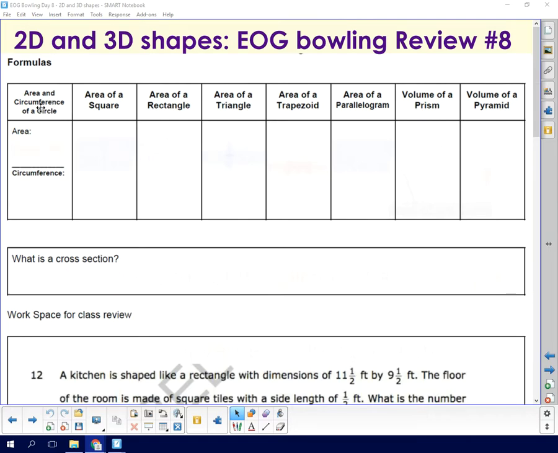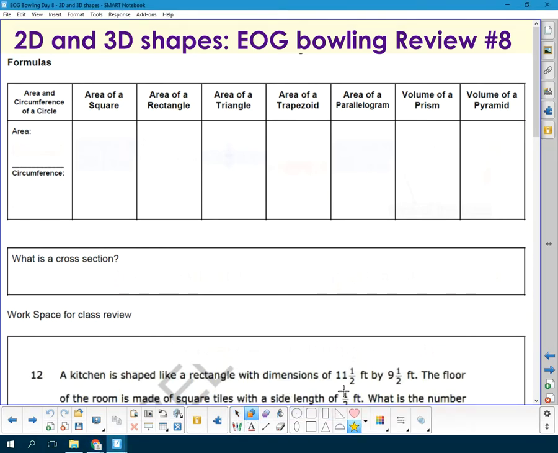The first thing you're going to want to do is fill out some formulas. These are all important formulas that we talked about in Units 8 and 9, so you're probably going to need some of them on the EOG. Reminder, the EOG does not give you these formulas on the test, so you're going to need to memorize these. To find the area of a circle, we did pi times the radius squared. To find the circumference, we used two different formulas. We said you could do 2 times pi times the radius or pi times diameter.